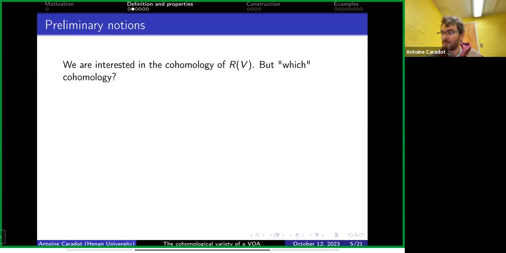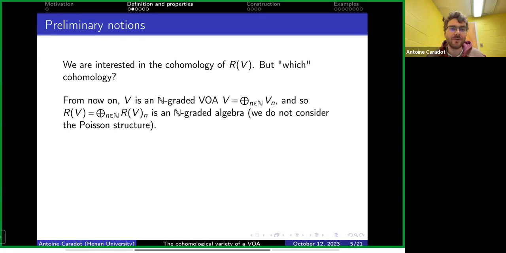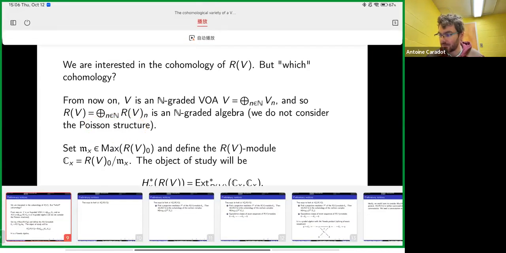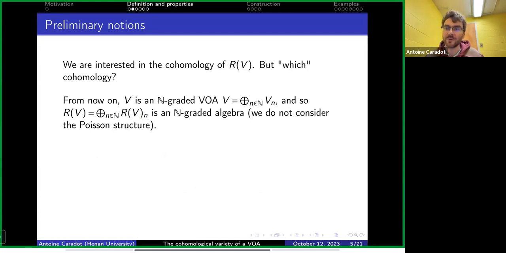So we want to do just that, but for the cohomology of V. So what do we mean by cohomology? Because the word can mean a lot of things depending on who you're talking to. So to set the stage, we will work with an N-graded VOA, so no strictly negative weights. And so, as I mentioned before, the C2 algebra is going to be an N-graded algebra. Here, and in the rest of the talk, we won't care for the Poisson structure. We only care for the algebra and the gradation on this algebra.